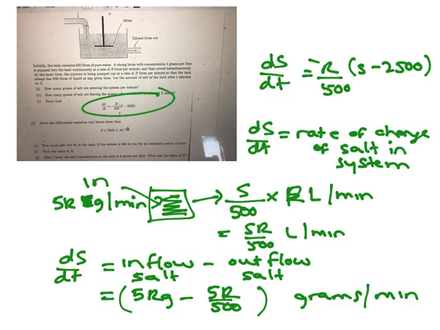Okay, so looking at that differential equation now, it's 5R minus SR on 500. If you take the common factor of R out, I'm actually going to take a negative out as well, because I can see there's a negative out the front.